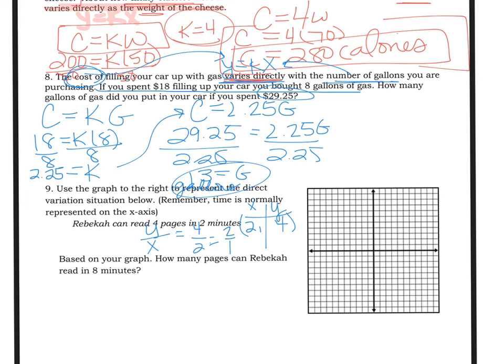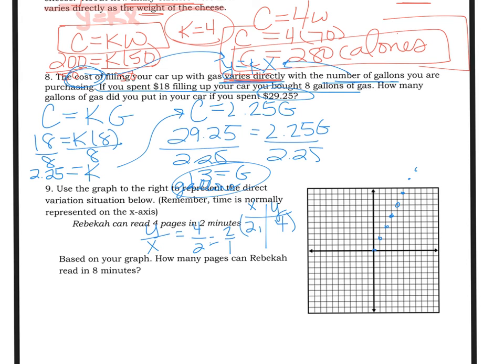So if I come over to my graph and try to graph it, direct variation has to go through what point on your graph? It has to go through the origin. So now I'm going to rise 2 over 1, rise 2 over 1, rise 2 over 1, and I can go off my grid, whatever.